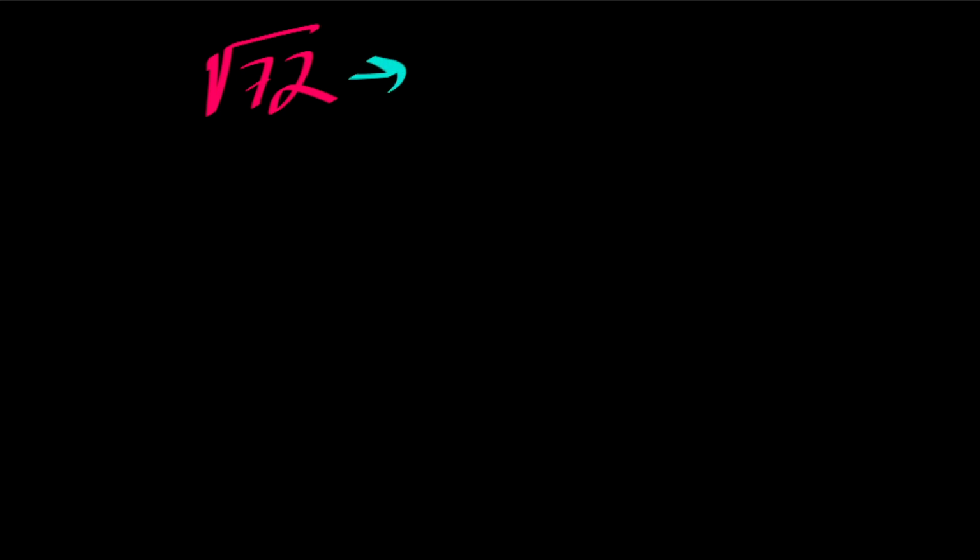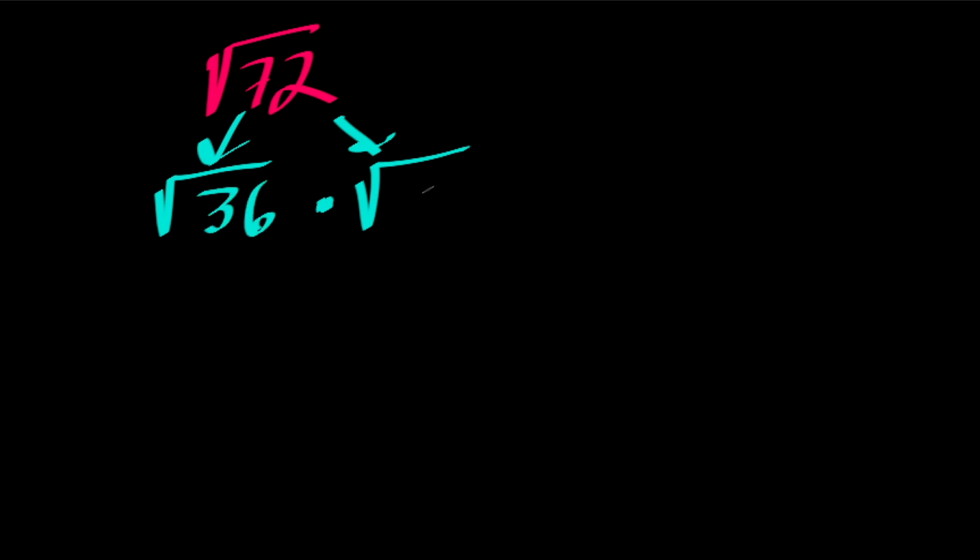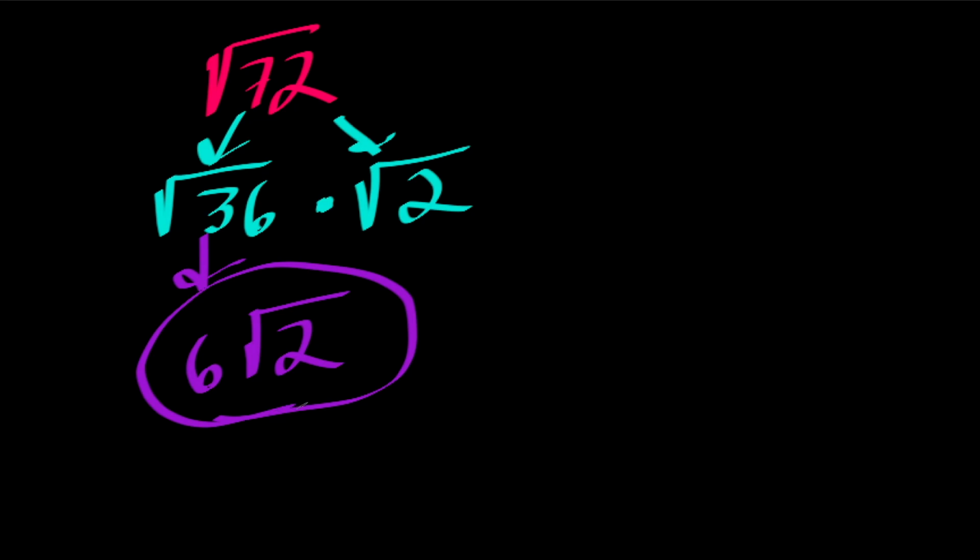But what I could try to do is break down 72 and see if there is a perfect square that divides 72, and I want the biggest perfect square. This actually would be 36, because 36 times 2 is 72. So I can break these into two radicals, and then I can do the square root of 36, which is 6, and leave this radical 2 inside of the radical, and that would be my answer.